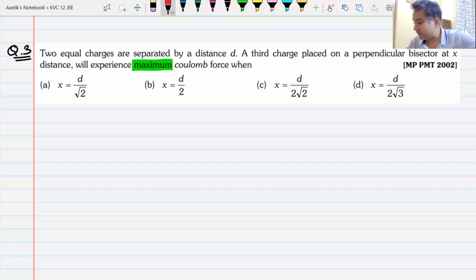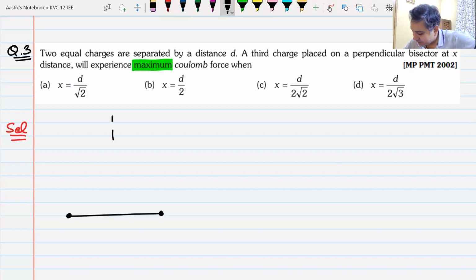Remember, I don't want to waste any time. Basically, what this question is asking, just see and just remember the result. This is just simple mathematics and nothing else. This is charge Q. This is charge Q. They are separated by a distance of d.